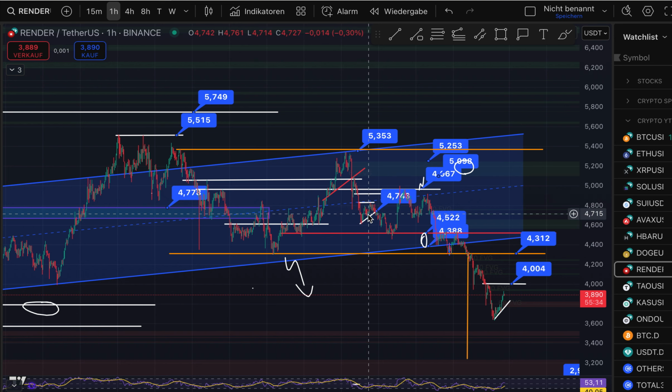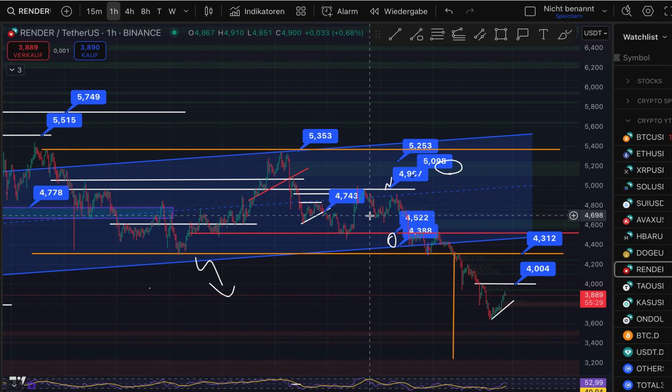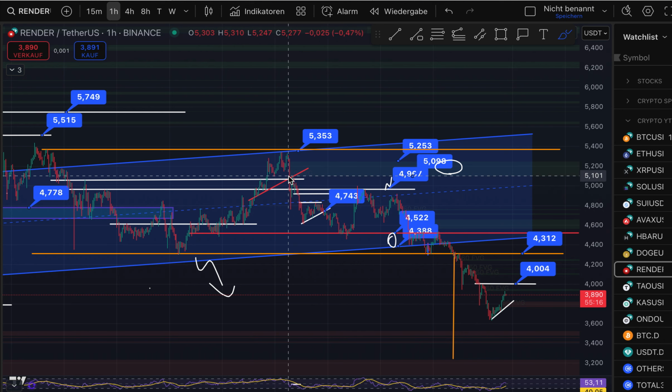So let's get to Render. We have predicted the price development of Render pretty good in my opinion. Here was our first red trend line where we have said if we break it to the downside, then we can expect getting into our circle area, which is the lower part of that panel. We also broke the $4.74 to the downside and dropped to $4.52.